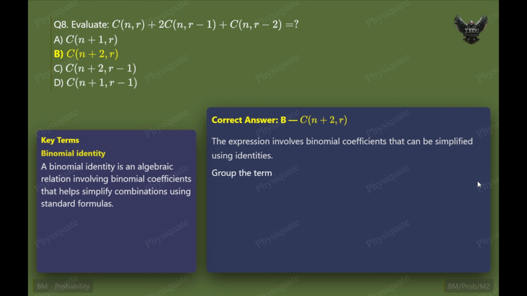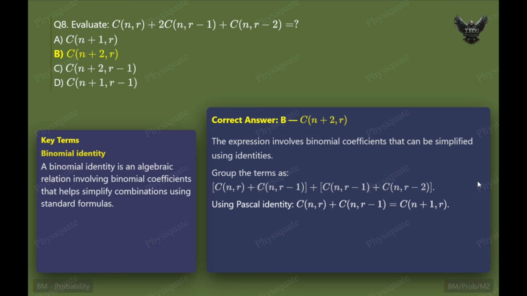Group the terms as C(n,r) + C(n,r-1) + C(n,r-1) + C(n,r-2). Using Pascal identity, C(n,r) + C(n,r-1) equals C(n+1,r). Similarly, C(n,r-1) + C(n,r-2) equals C(n+1,r-1).